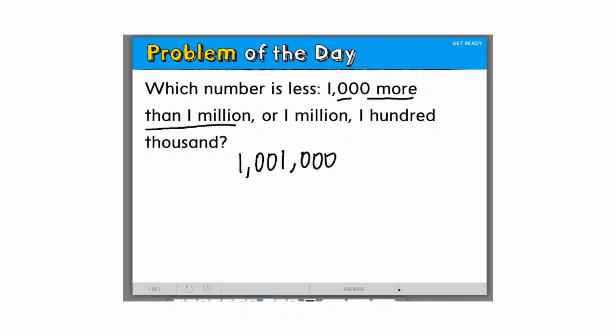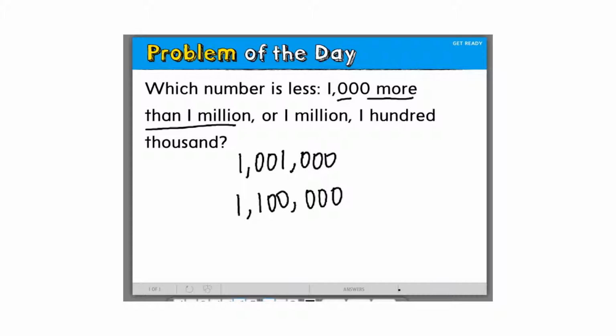You would write it 1, comma. 1 comma, 1 0 0, comma, 0 0 0. Got it. So which one is less?